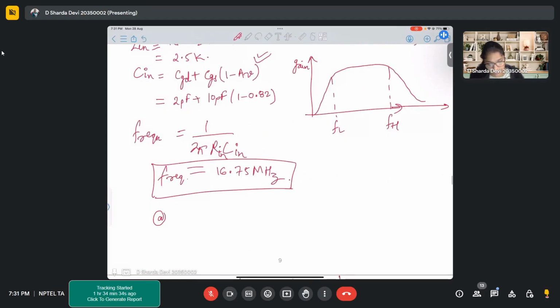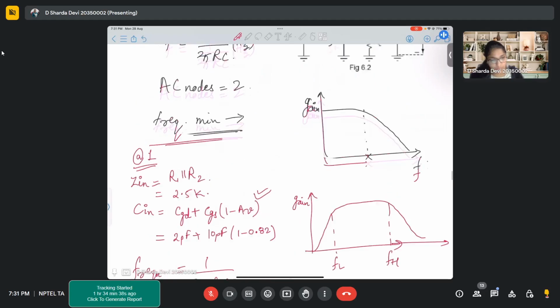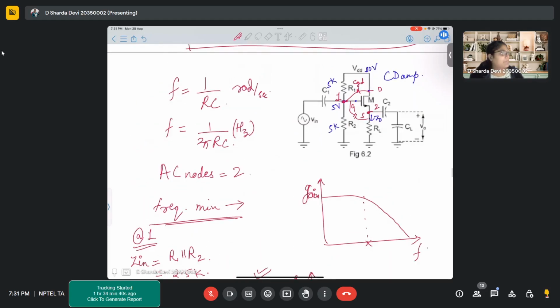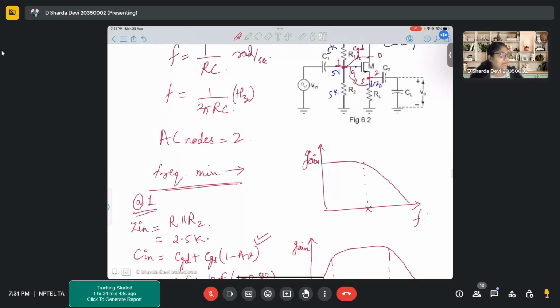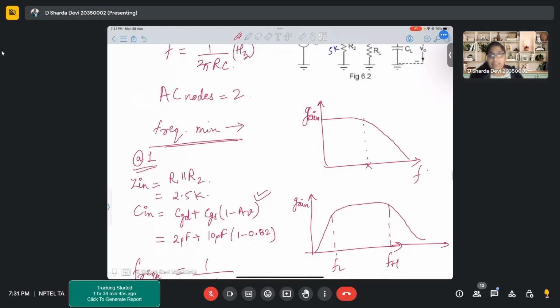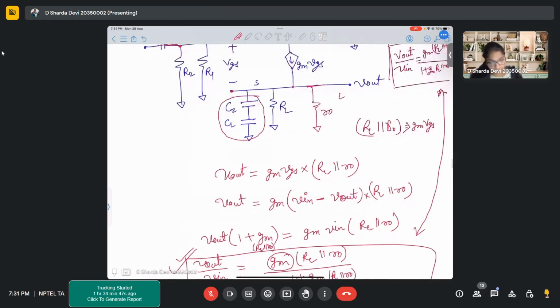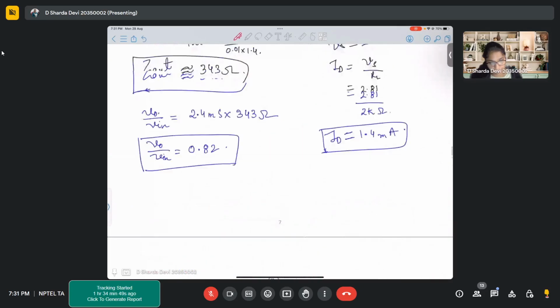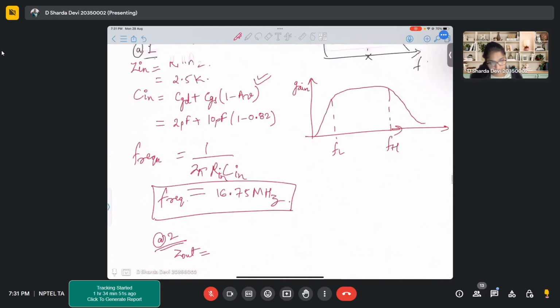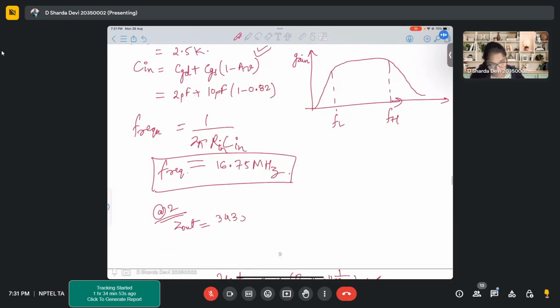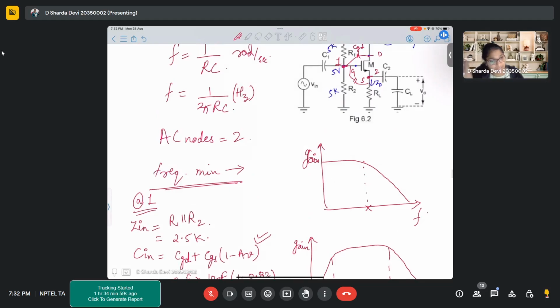Now similarly for second node we'll again calculate the Z out. So Z out is how much? Abhi humne kiya tha na Z out, we found out, right? Z out ka value 343 ohms. Z out is 343 ohms. And the next thing we need to find out is C out. So in C out, what are the capacitors that are in output?